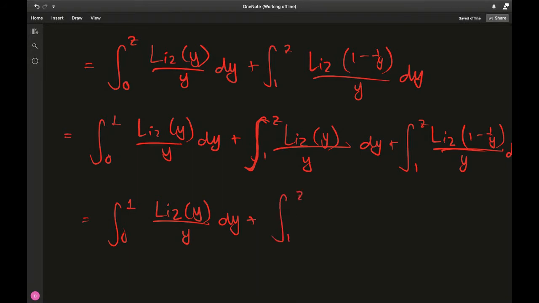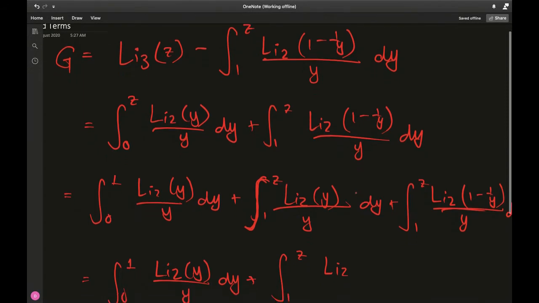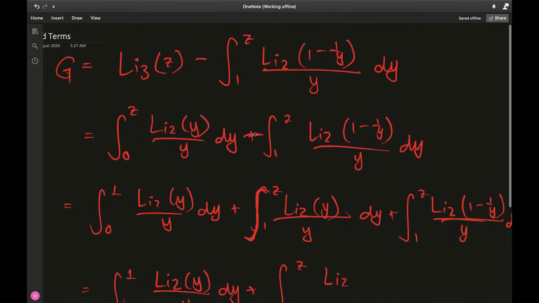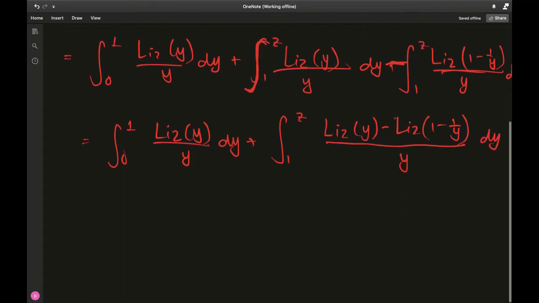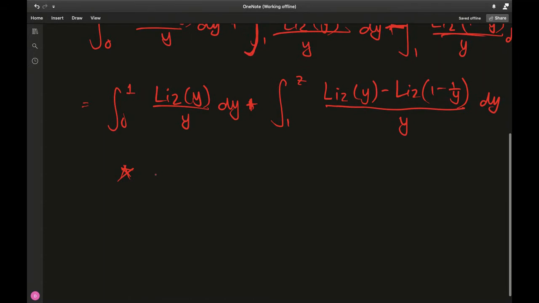So we have integral from 1 to z, dilogarithm. Oh, I'm sorry, this has a negative over here. Dilogarithm of y minus dilogarithm of 1 minus 1 over y, everything divided by y dy. Now, is there an identity for this difference in the numerator? Well, I can be certain that there was no direct identity, but let's just write all the identities if we can, find an expression for this.